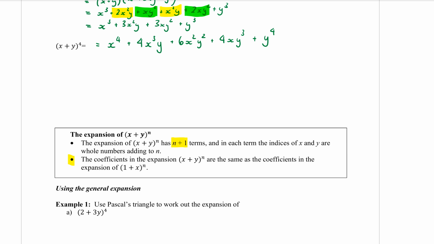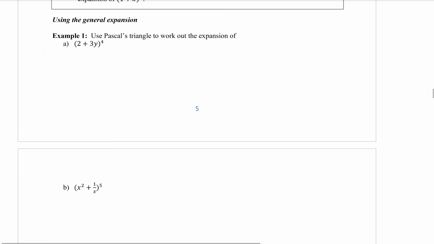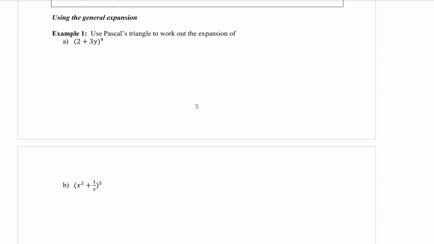So in examples down here, we want to use Pascal's triangle to work out the expansion of 2 plus 3y all to the power of 4. So because it's a power of 4, we want to use the fifth row of Pascal's triangle, which was the one that I just used on the top of the page as well, which is the 14641.